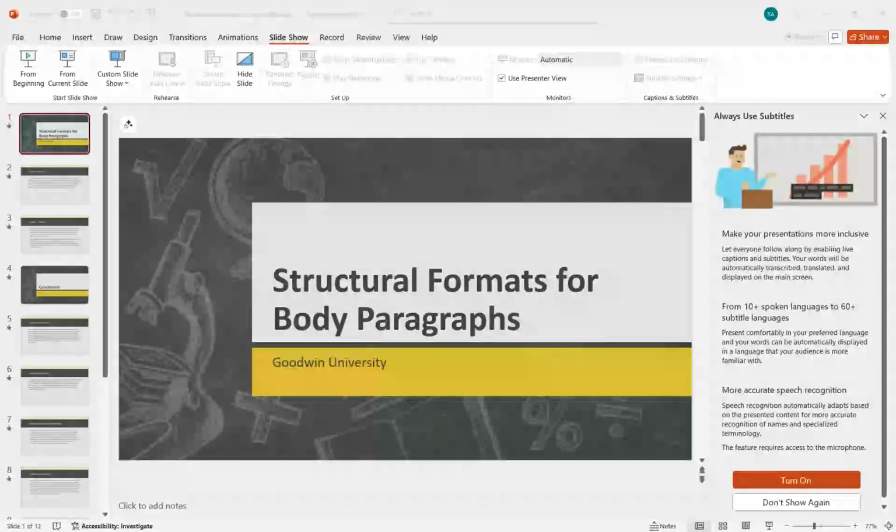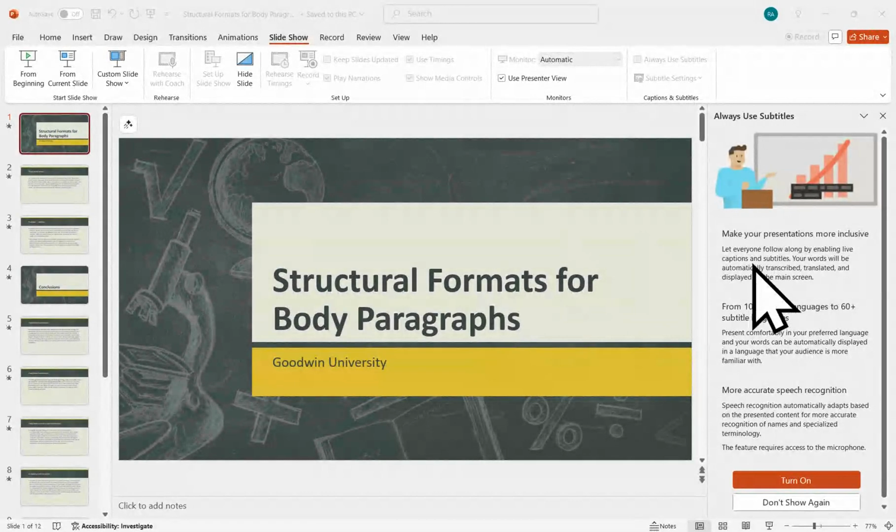Hello, everyone. Today we're going to be talking about the structural formats for the body paragraphs of your problem solution research paper. Most of us are familiar with the three main points type of essay, and it's actually one of the most common structures used in academic writing.